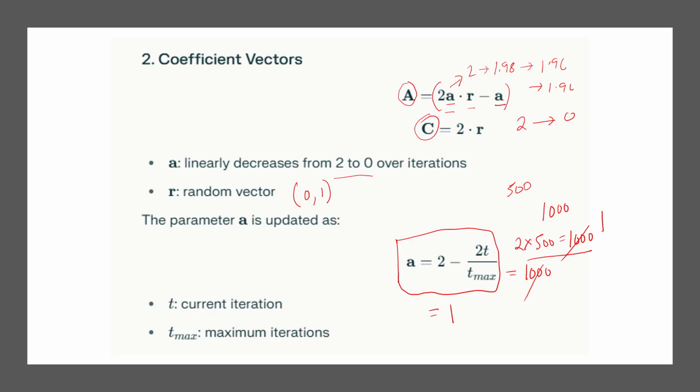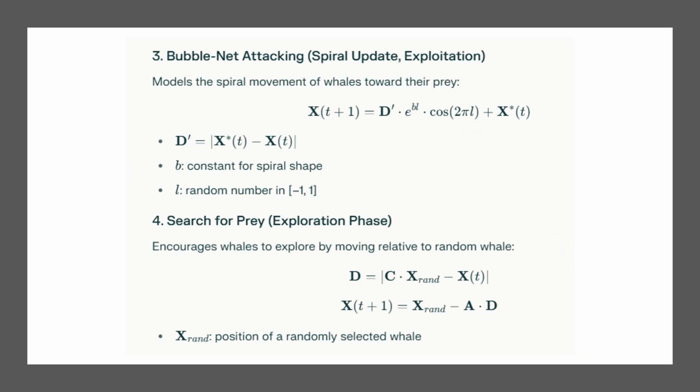Okay, so we have A, we have C. How we can calculate the value of A, we know. How we can calculate the value of C, you know. So that is all about how to find the values of the coefficient vectors at each iteration. This is about the bubble net attacking phase.